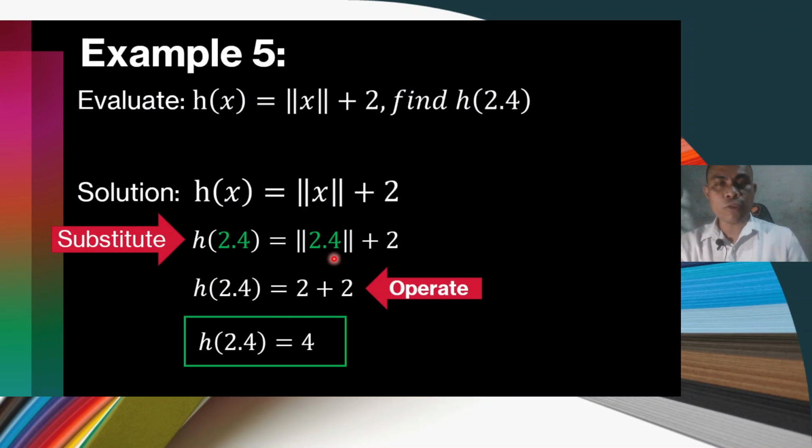Sir, what if it's 2.5? Then its value becomes 3, because we round off to the nearest greater integer. So, that is 2. Then, add 2. Just operate. That is equivalent to 4. And our answer is h of 2.4 equals 4.